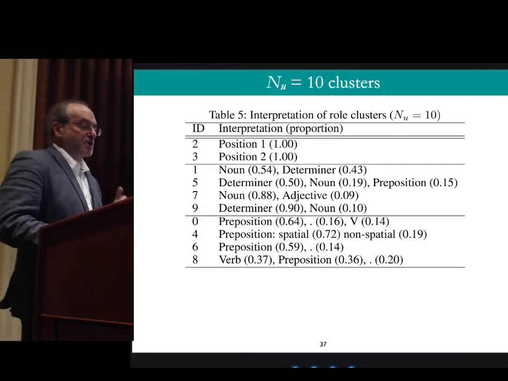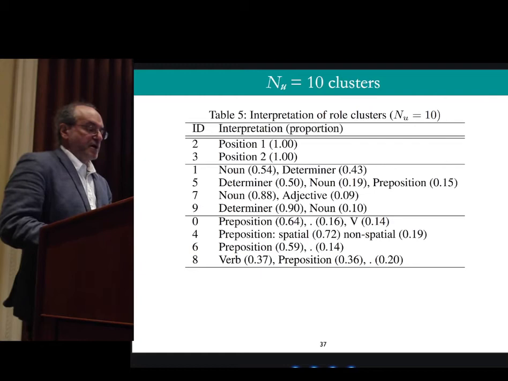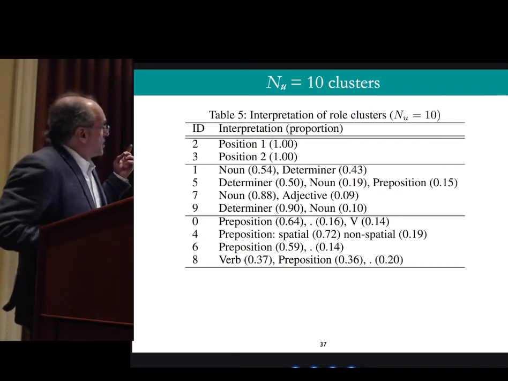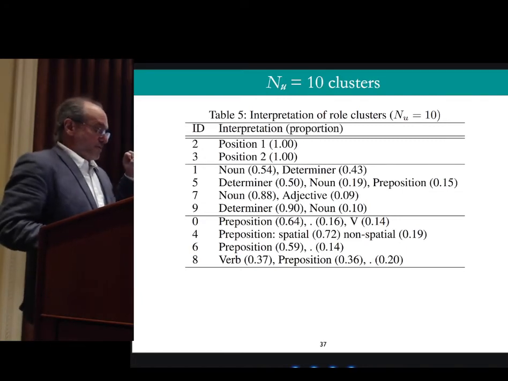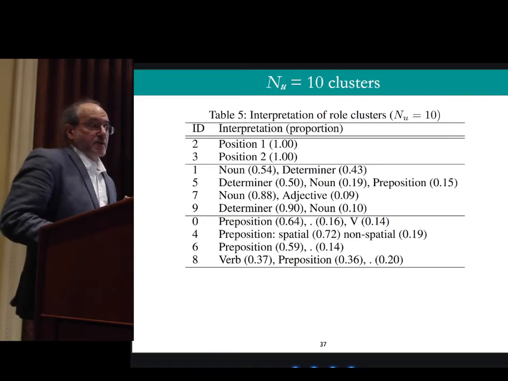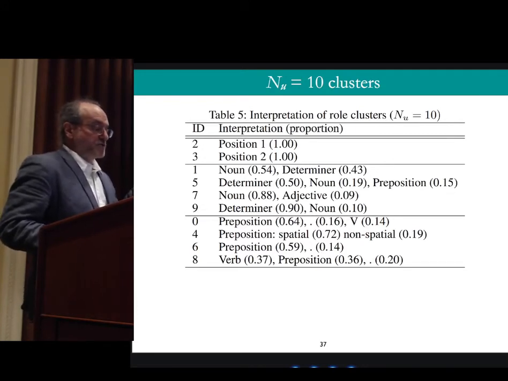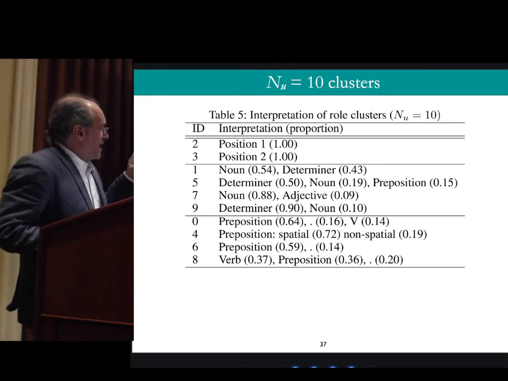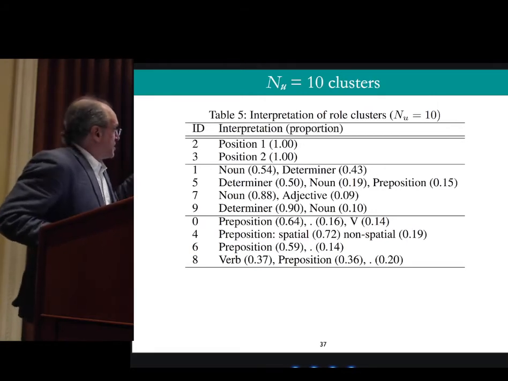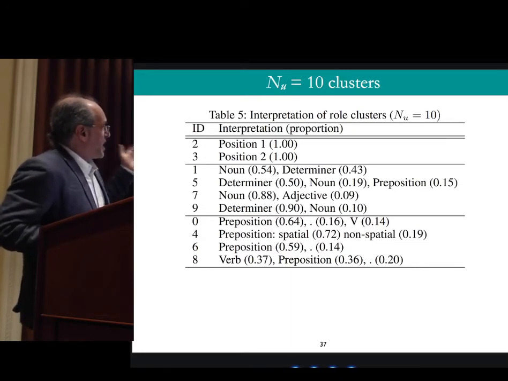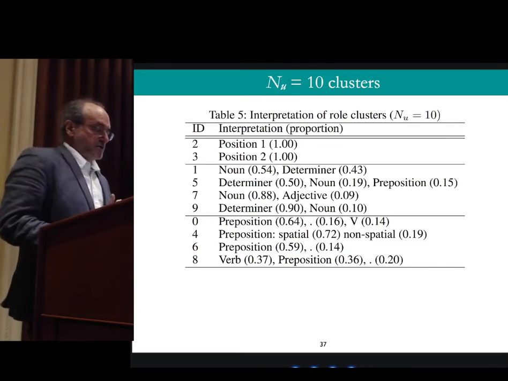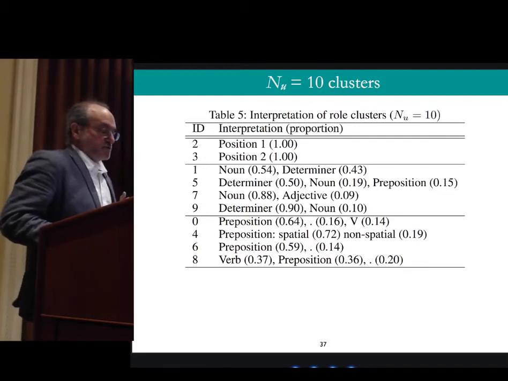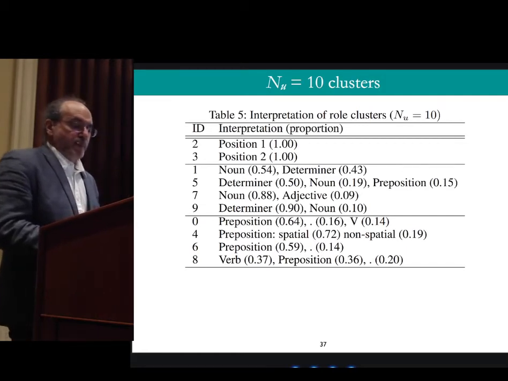And what we found when we chose 10 as the number of clusters to group together all of these unbinding vectors into, was that role cluster 2 always was used to extract the first word of the caption, and role number 3 was always used to extract the second word. But the other roles had more syntactic kinds of affiliation, so by some coincidence, all the remaining odd-numbered roles were noun, phrase-ish elements, and all the remaining even-numbered roles were verbal-type elements.